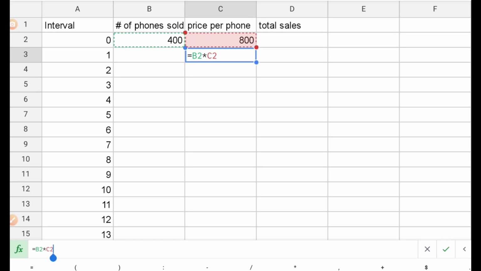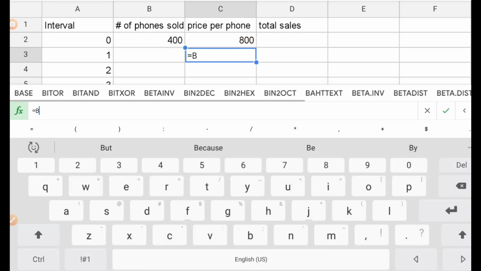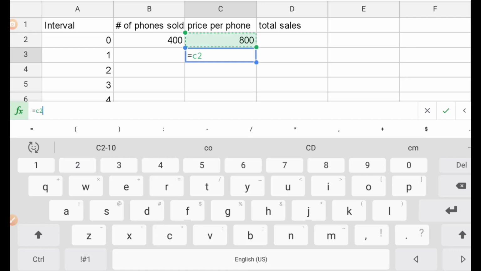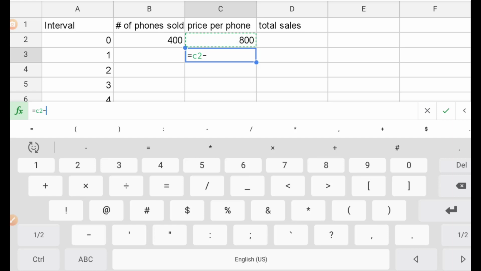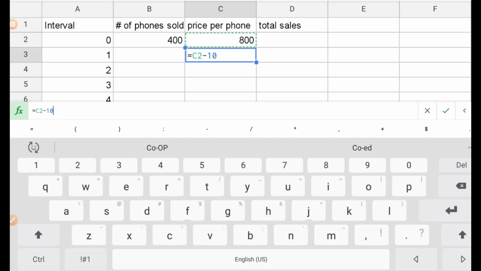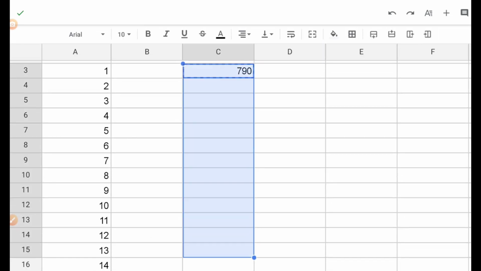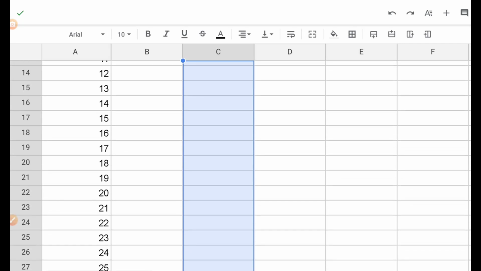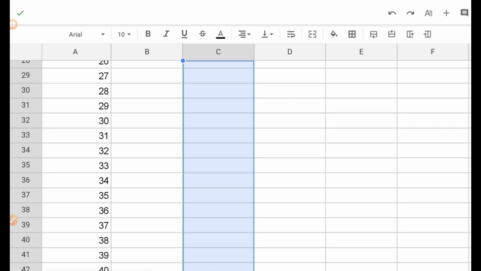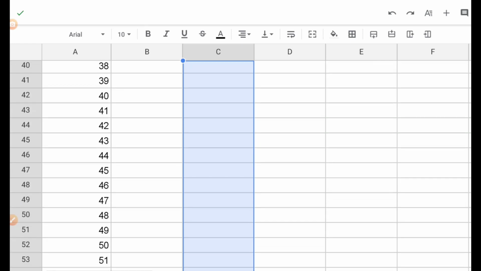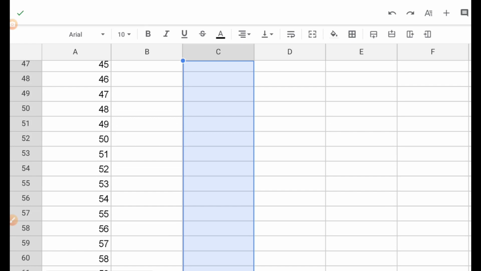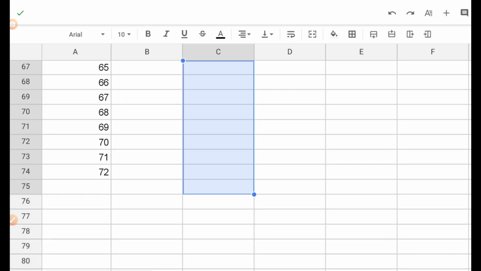So this one, let's change that rule. Take C2, and we are going to subtract $10. Okay, we're going to copy that rule, copy, and we're going to drag and drop that down all the way. And as we do this, everything should just decrease by $10 each time. So I think we went all the way to 72.